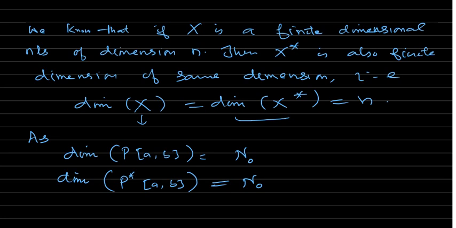देखिए आपने एक रिजल्ट किया है. गिवन एनी नॉर्मल लीनियर स्पेस x, दिस x star इज ऑलवेज ए बनाक स्पेस. The dual space is always a Banach space. Okay, so this P star is a Banach space. So it cannot have a denumerable basis. So that means the dimension of P star[a,b] cannot be aleph naught. It's greater than aleph naught.